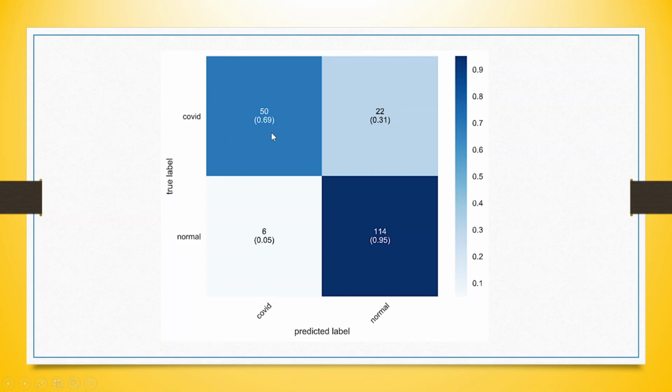So 50 such cases are there. This is our success. The kit is working correctly. Similarly, a person was normal and the kit also detected it. Yes, he is normal. So 114 such cases are there in which the COVID kit is successful. But the problem can arise when the patient is normal and COVID kit detects that patient is having a COVID. This is misclassification. Similarly, it can also happen that a person was having a COVID, but the kit predicted normal. So 22 such cases are there. So 22 plus 6 are misclassified cases.